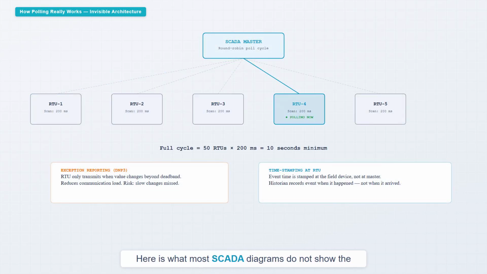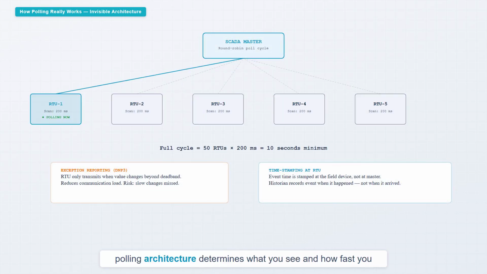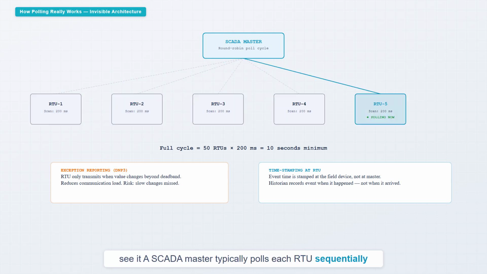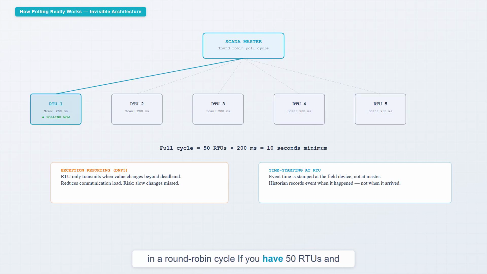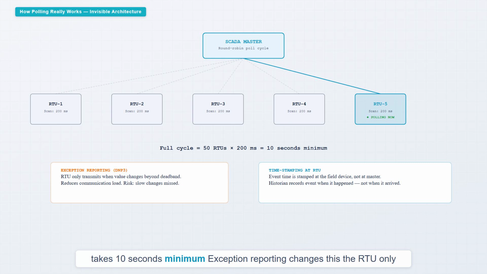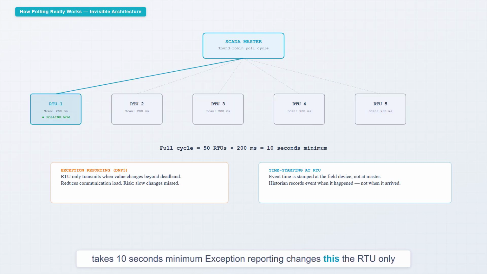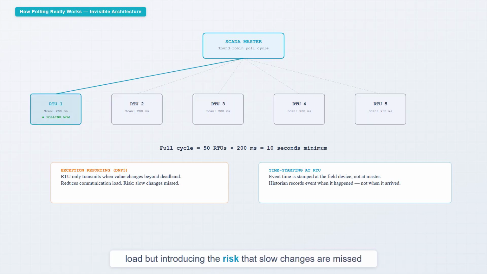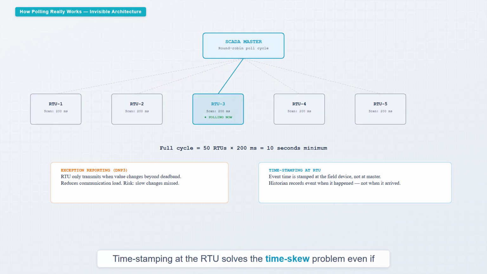Here is what most SCADA diagrams do not show. The polling architecture determines what you see and how fast you see it. A SCADA master typically polls each RTU sequentially in a round-robin cycle. If you have 50 RTUs and each takes 200 milliseconds to respond, your full system update cycle takes 10 seconds minimum. Exception reporting changes this. The RTU only transmits when a value changes beyond a deadband, reducing communication load, but introducing the risk that slow changes are missed.